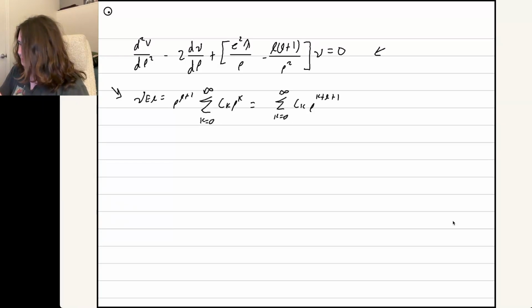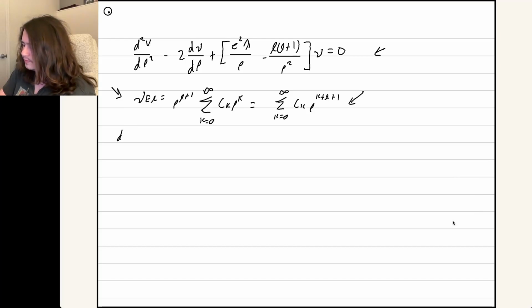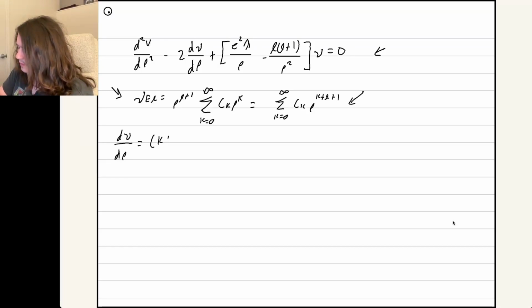And I kind of just rewrote it here to make the derivatives easier. So that's what you got. Let's just start calculating some derivatives. So we got the first derivative of this equation with respect to rho. It's going to be just the sum over k of k plus L plus 1 times ck rho to the k plus L.